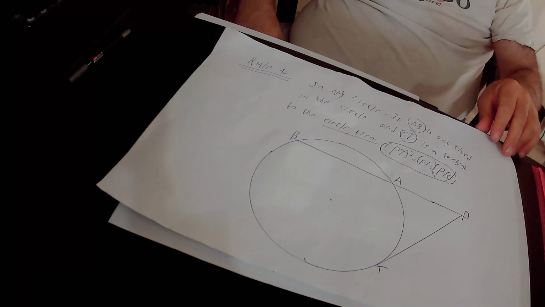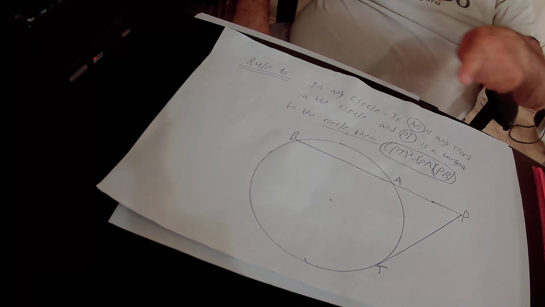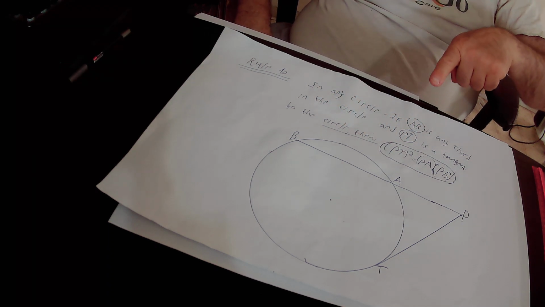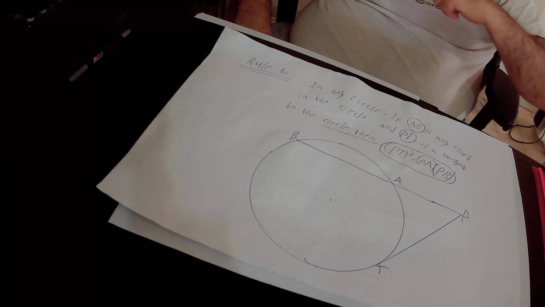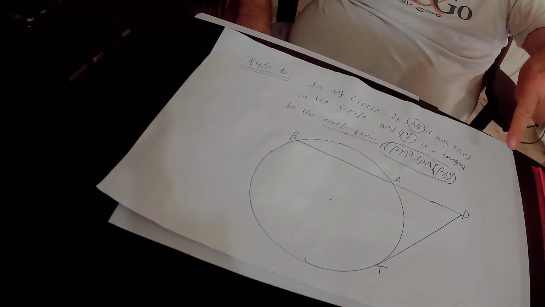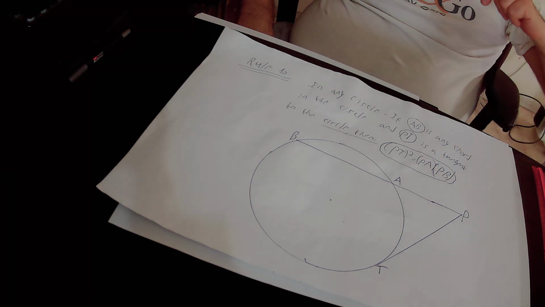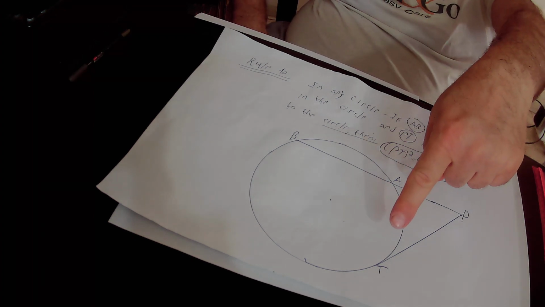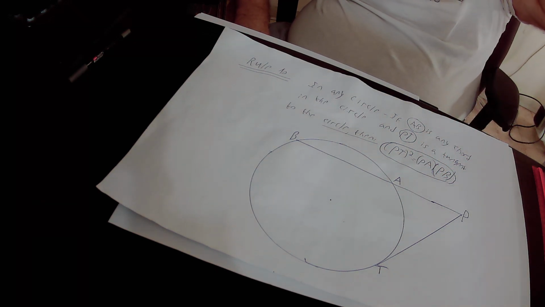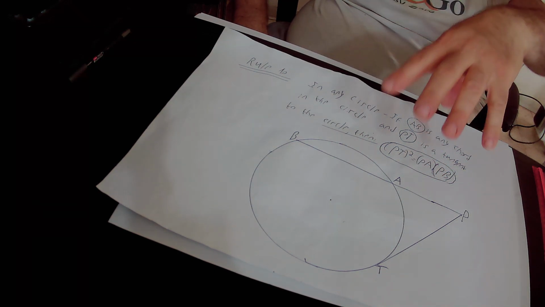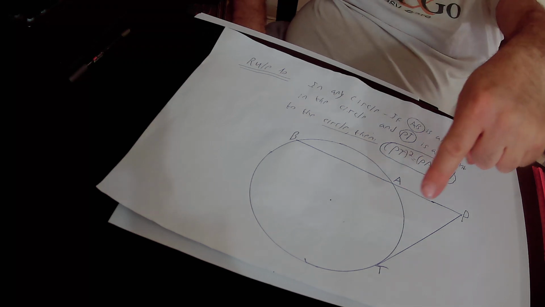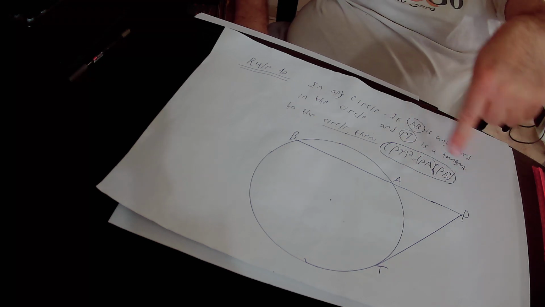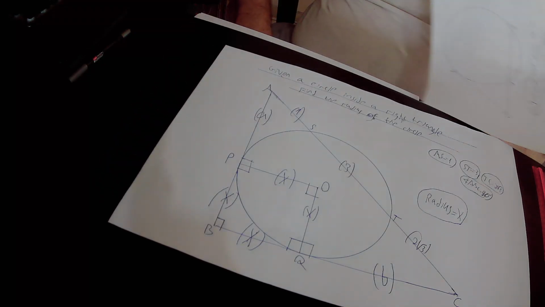So in any circle, if AB is a chord, here we have chord AB, and PT is a tangent to the circle, tangent PT is tangent to this circle here at point T, then in this drawing the following equation will be true: PT squared equals PA times PB. Again, PT squared equals PA times PB. We can actually implement Rule 10 in our drawing.